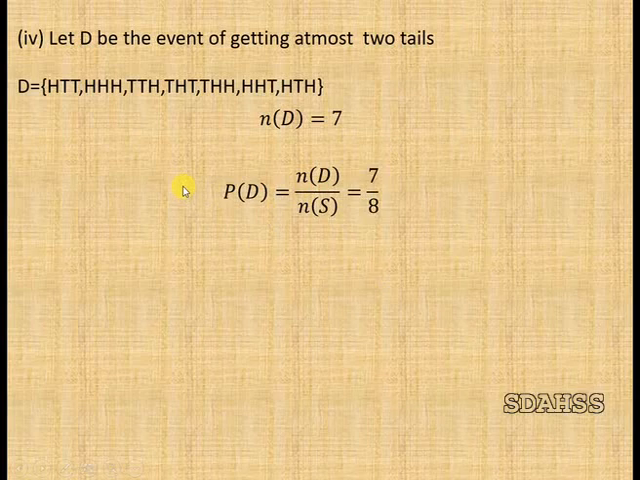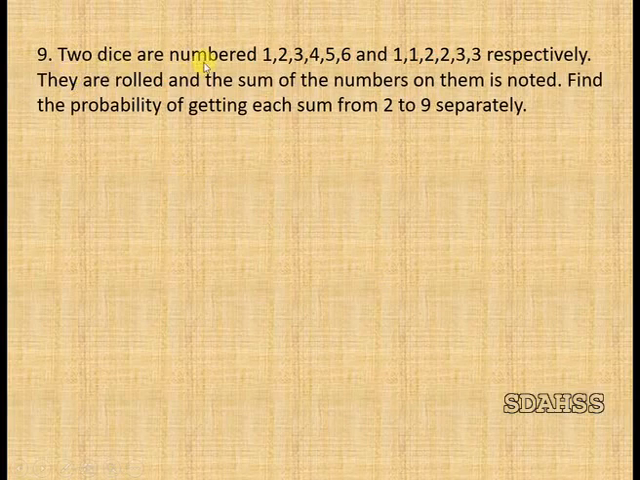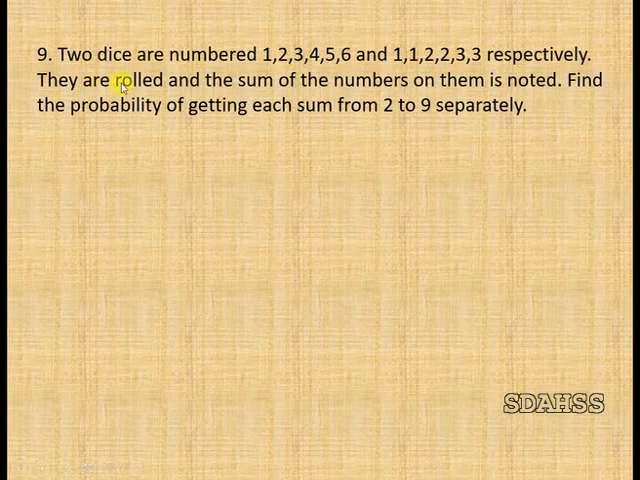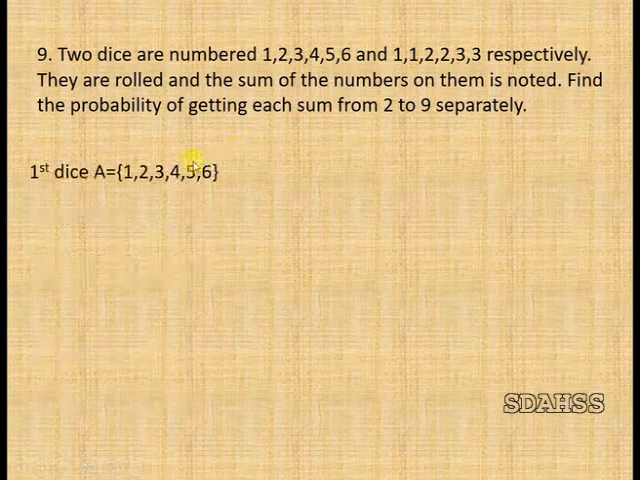Ninth sum. 2 dice are numbered 1, 2, 3, 4, 5, 6 and 1, 1, 2, 2, 3, 3 respectively. They are rolled and the sum of the numbers on them is noted. Find the probability of getting each sum from 2 to 9 separately.